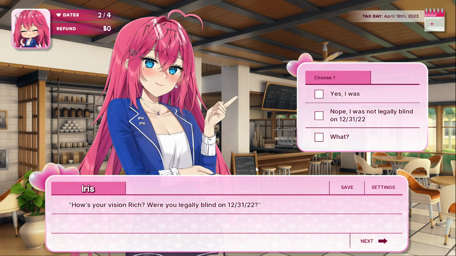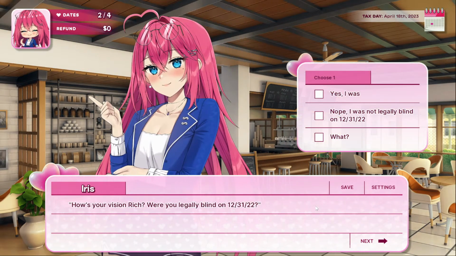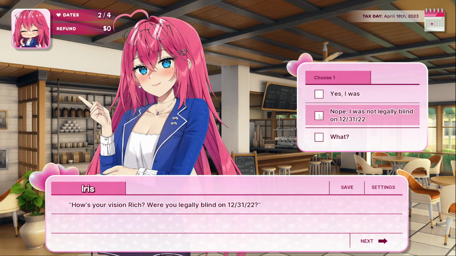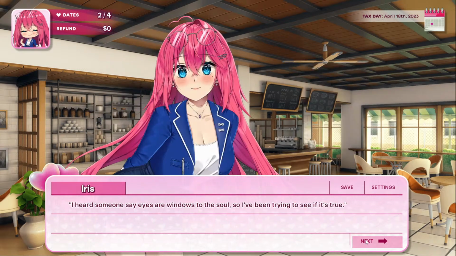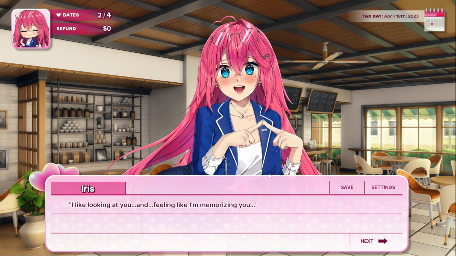How's your vision, Rich? Were you legally blind? Nope. Let me ask, are you not sure what legally blind means? Well, I guess I'm asking if you cannot see better than 20/200 in your better eye with glasses or contact lenses, or your field of vision is not more than 20 degrees. Nope, I was not legally blind. How would I play this game? Legally blind is different from actually blind, so you could probably still play this game but still be legally blind. Someone says eyes are windows to the soul, so I've been trying to see if it's true.